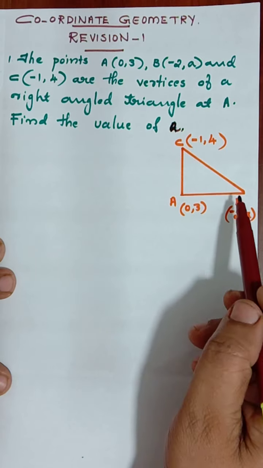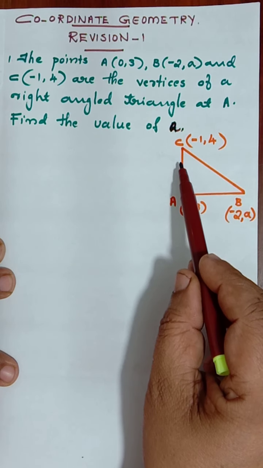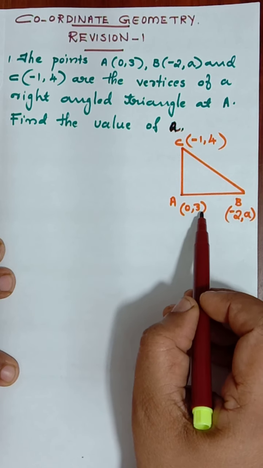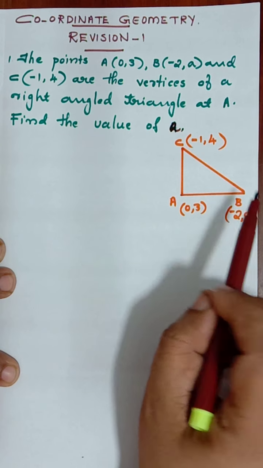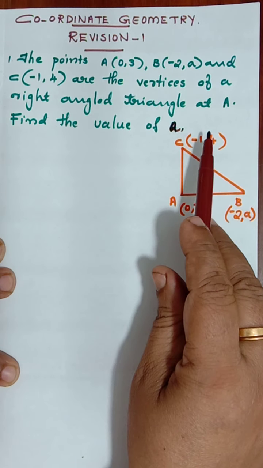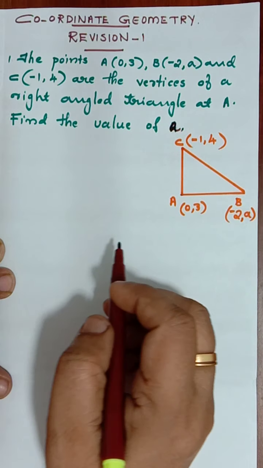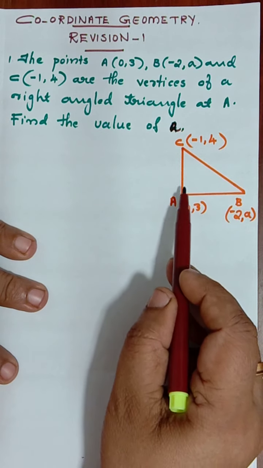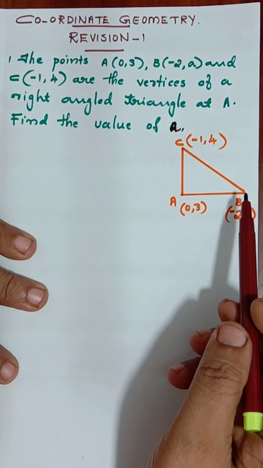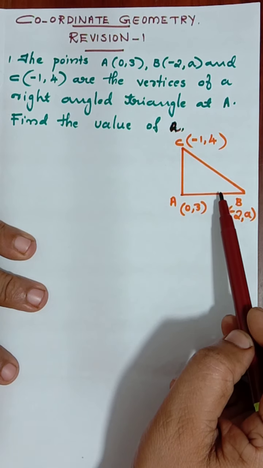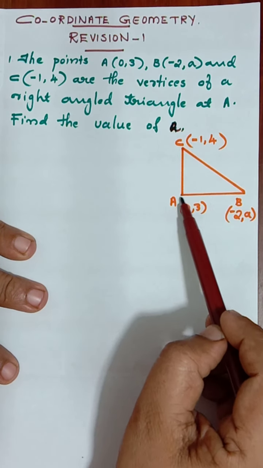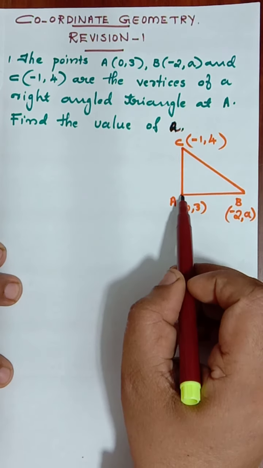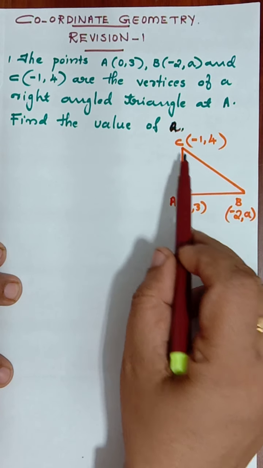As it is given in the question, we are drawing a figure, right angle at A, and marking the points A(0, 3), B(-2, a) and C(-1, 4). Since it is a right triangle, we know the condition. In every right triangle, using Pythagoras theorem, hypotenuse square is equal to the sum of the squares of the other two sides. So we have to find out the sides AB, AC and BC.